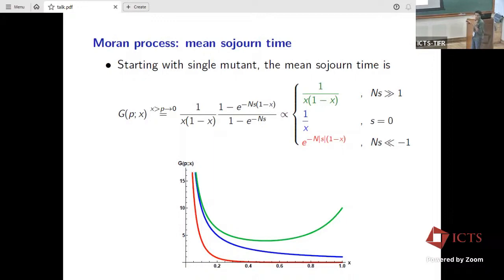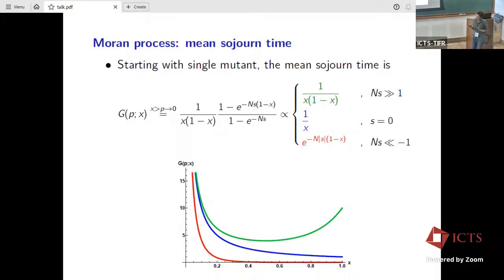So if selection is positive, then the mean sojourn time is a U-shaped function. Green is beneficial, neutral is blue, and red is deleterious all through. So it's a U-shaped function. If it's a neutral mutant, it's a decreasing function, which I showed you yesterday morning when we were discussing it. If it's a deleterious mutation, again it's a decreasing function, but it decreases much faster than the neutral case.